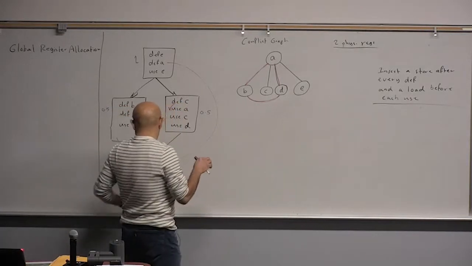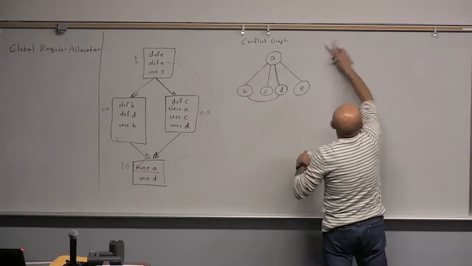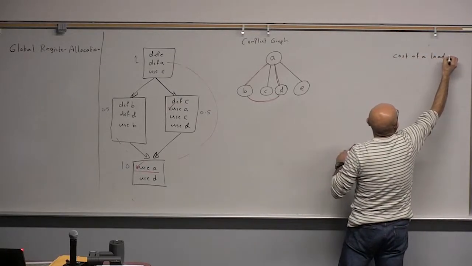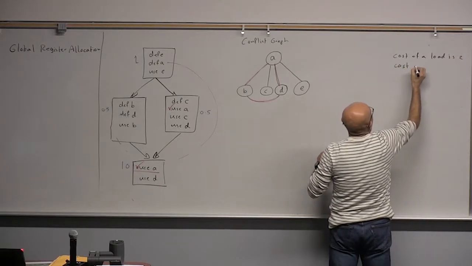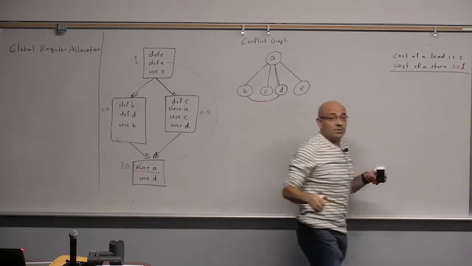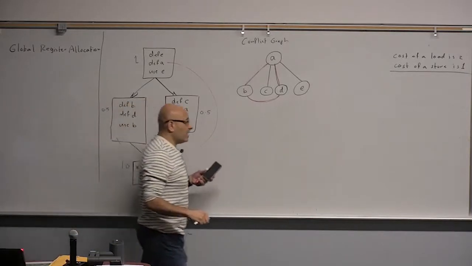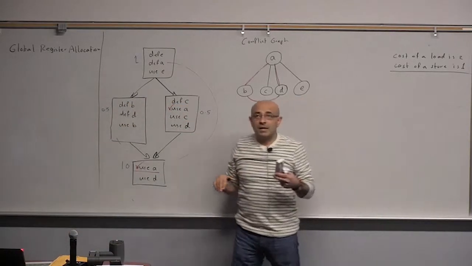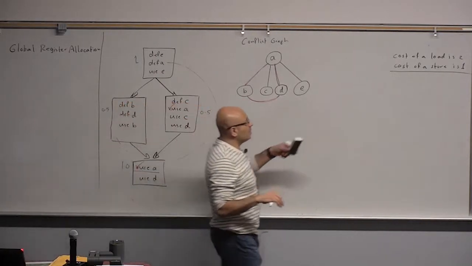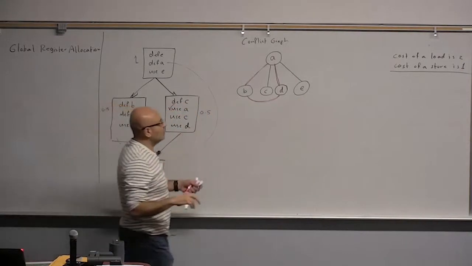Let's assume some weights for the loads and stores. So let's assume that the cost of a load is 2 and the cost of a store is 1. Let's assume that the load is more expensive than the store. Why is that? Because with the load you will have to wait for that value to get loaded into a register and become available, while for a store you do not have to wait. You just write it to memory.